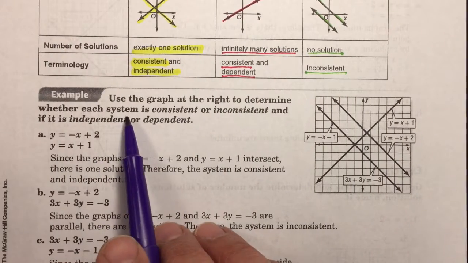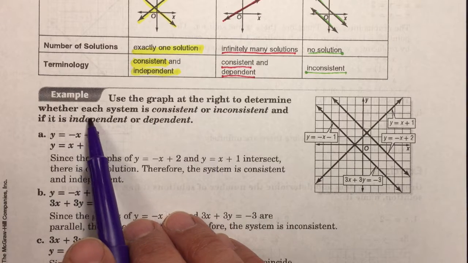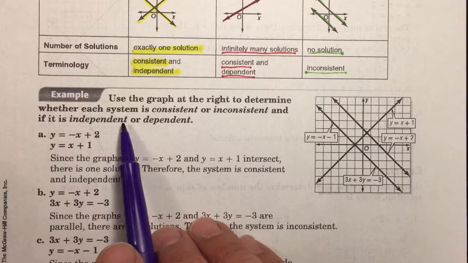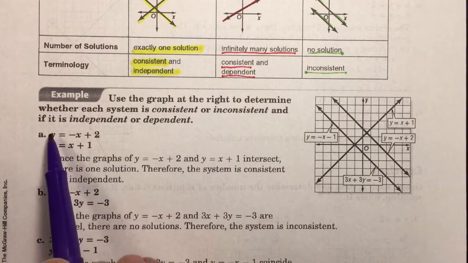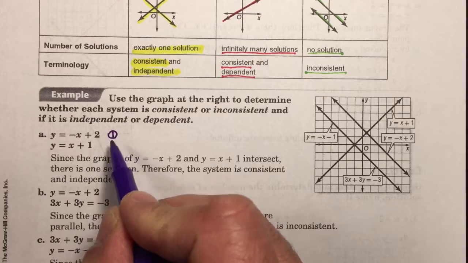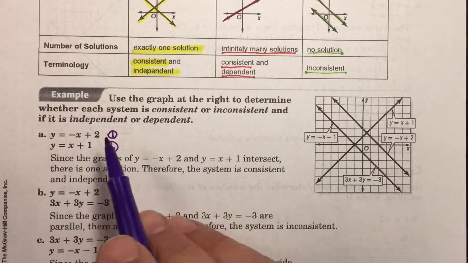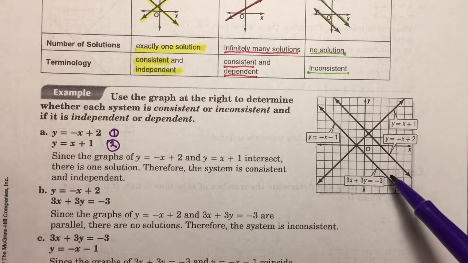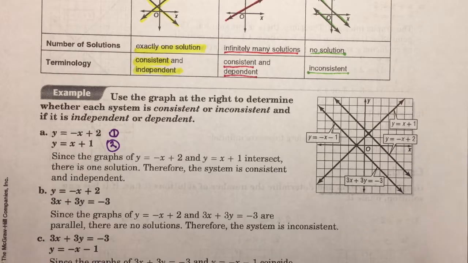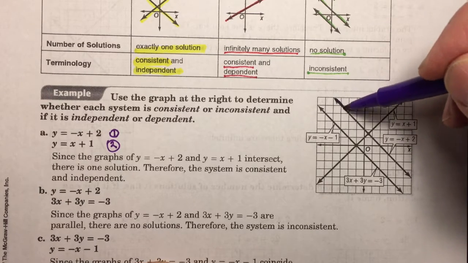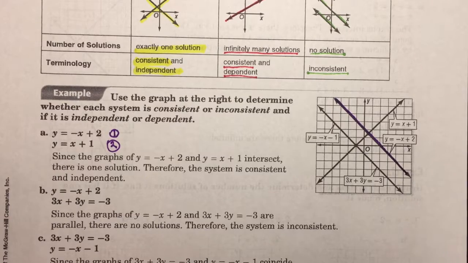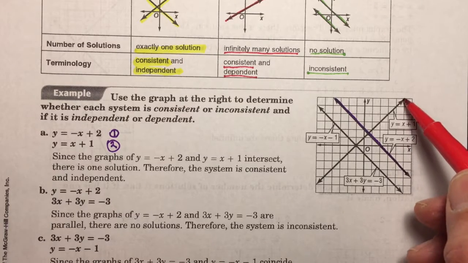Example 1 says, use the graph at the right to determine whether each system is consistent or inconsistent, and whether it is independent or dependent. So these are the two equations. This is line 1 and line 2. I'm going to write line 1 is negative x plus 2, that is here. So this line here is going to be number 1. The second one is going to be x plus 1. x plus 1 is this one.